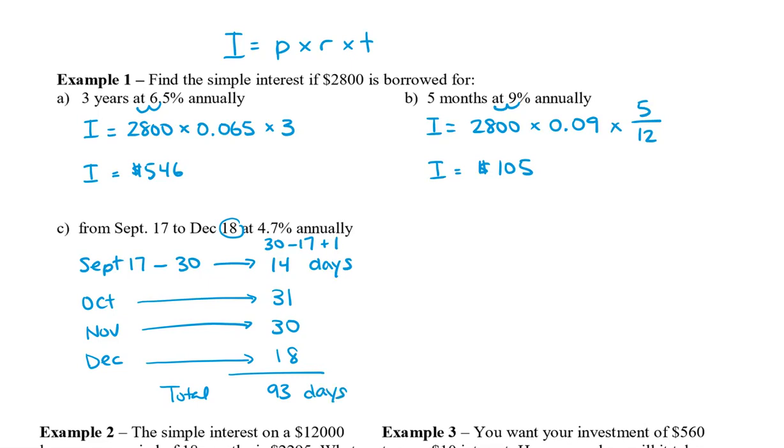So now we're going to use our formula. I is equal to 2,800. And we have 4.7%. So moving it over 2 decimals, we get 0.047. And then times 93. And this is divided by 365 because that is in days. And again, typing this into our calculator, we get $33.53.